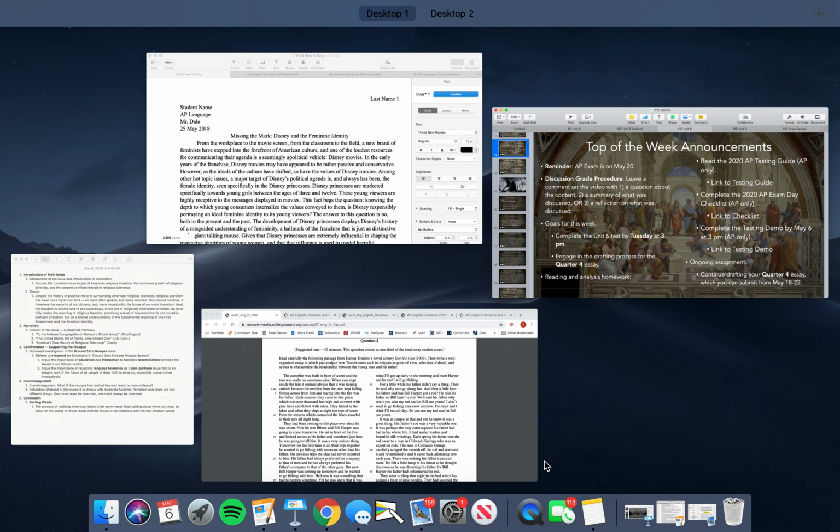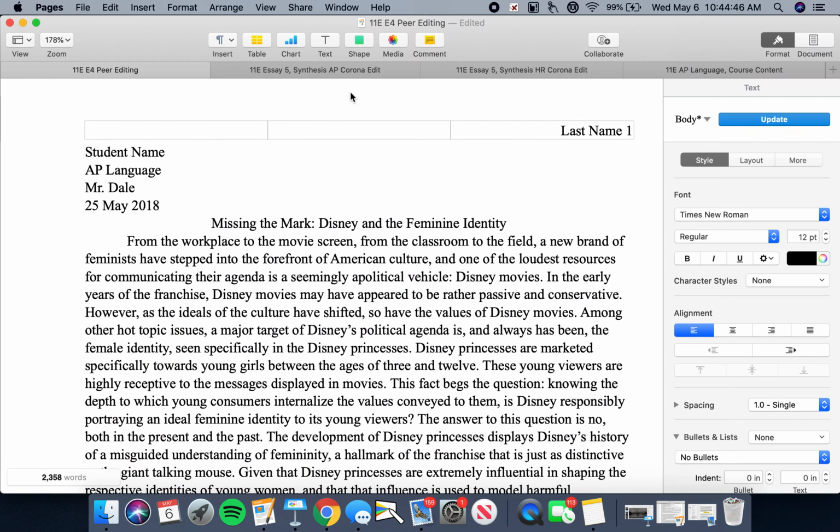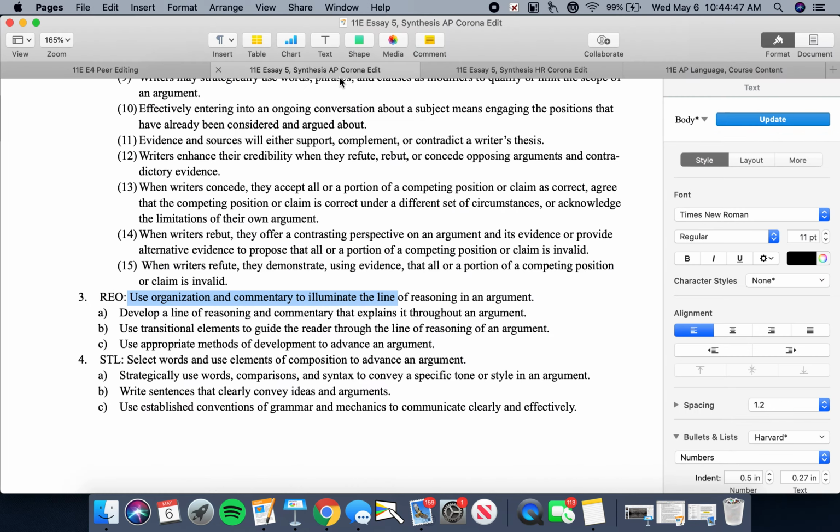Today, we're going to continue the drafting process for our quarter four essay, looking at the focus points, both for the AP and honors class. Obviously, those focus points are a little bit different. They're worded differently, but ultimately point to the same general concepts about good writing. And we're going to consider how those focus points iterate themselves in our sample essay.